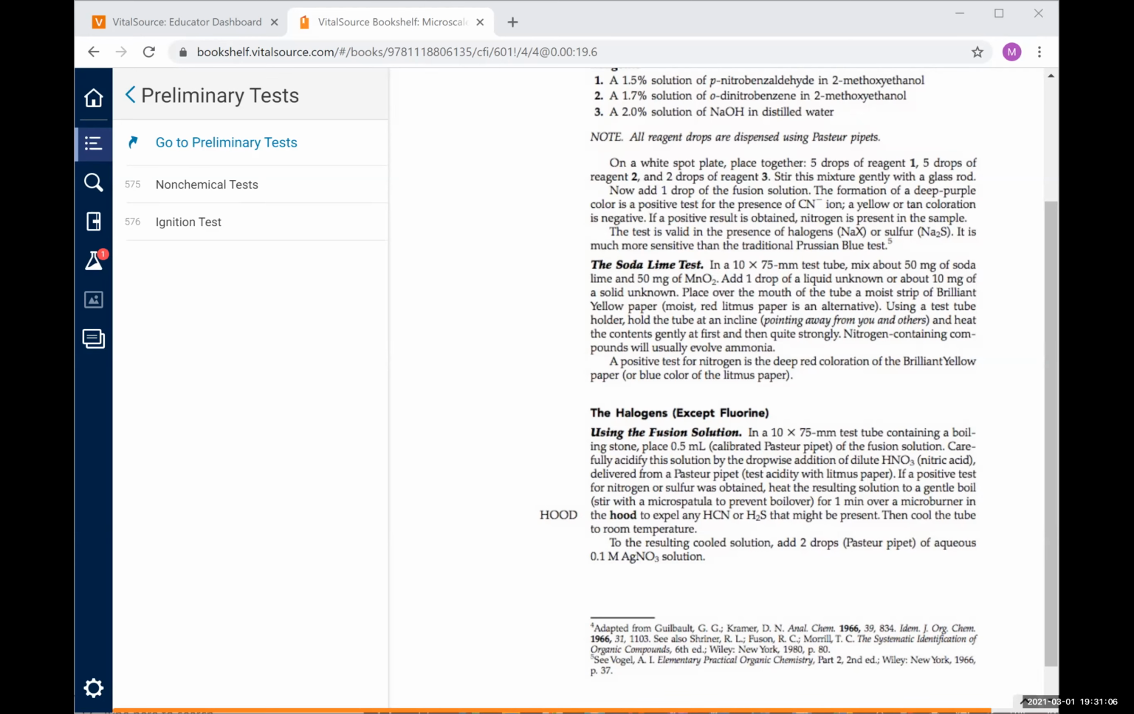So with these tests together, we're confirming the presence of an amide, confirming the presence of a nitrogen functionality, and from solubility, that provides additional evidence that we have an amide present. Does everyone understand the chemical tests that we'll be working through in the laboratory today?